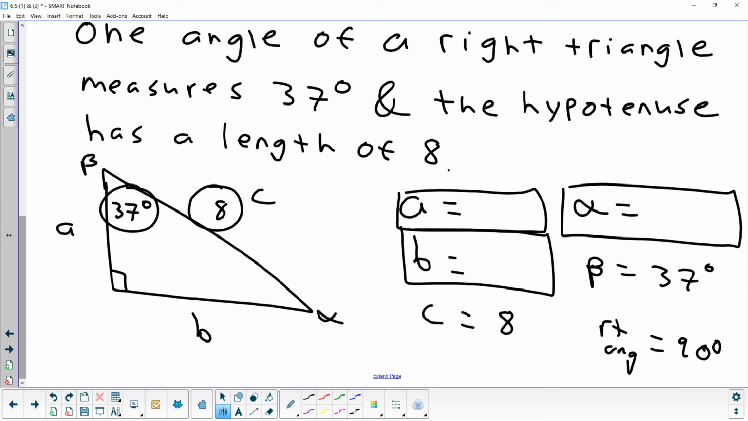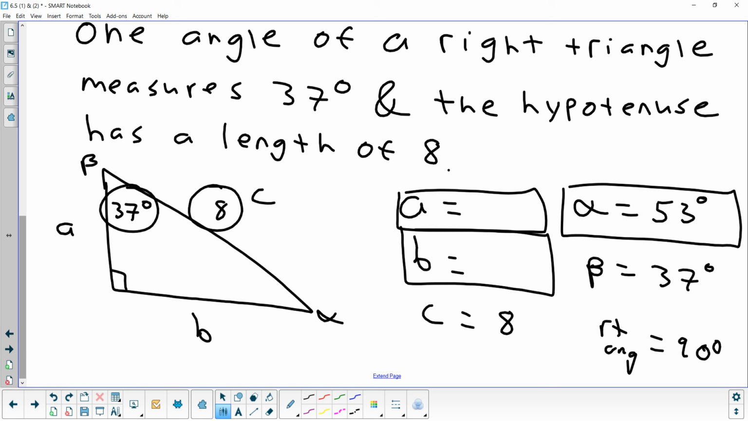Does anyone think they have an idea what would be pretty quick to find in this one? Eli? Alpha. Alpha would be pretty quick to find because we know all the angles have to add up to 180. So can you tell me what alpha would be here? 53. Yep. So we know that the right angle is 90. So that means these other two have to add up to 90. So what plus 37 gives you 90? 53.